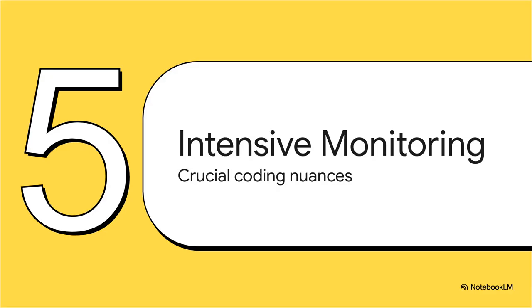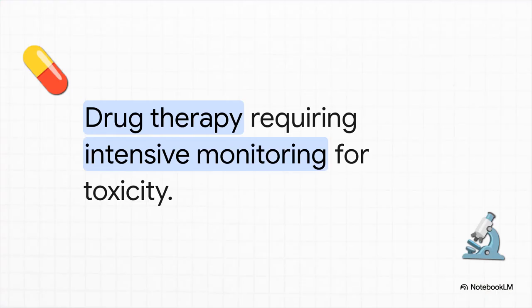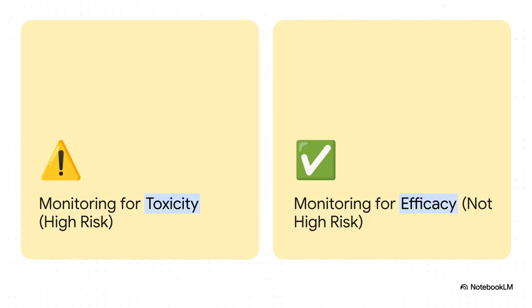And finally, Section 5, intensive monitoring nuances. You're going to see the phrase drug therapy requiring intensive monitoring for toxicity claimed as high risk all the time. But to actually count, the drug therapy must specifically require intensive, generally accepted monitoring for severe adverse effects and toxicity, not just to see if the drug is working. We're talking about heavy hitters like warfarin, powerful immunosuppressants, or chemotherapy agents, where the margin for error could literally be life-threatening.